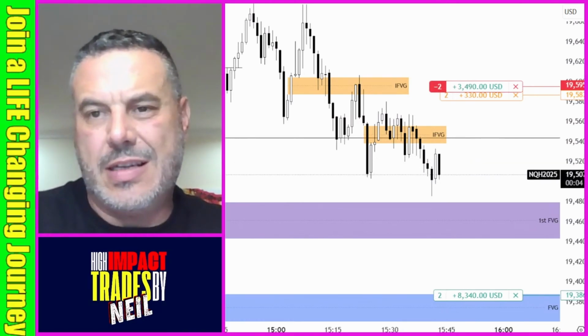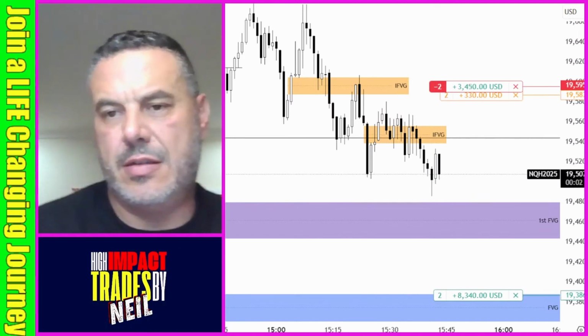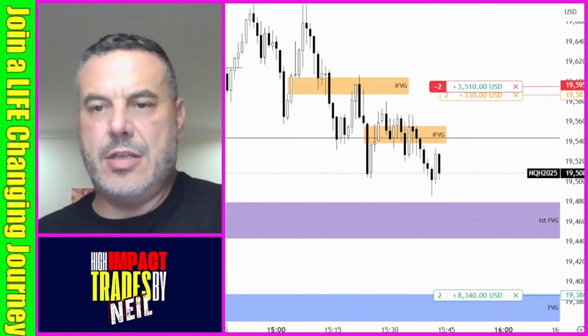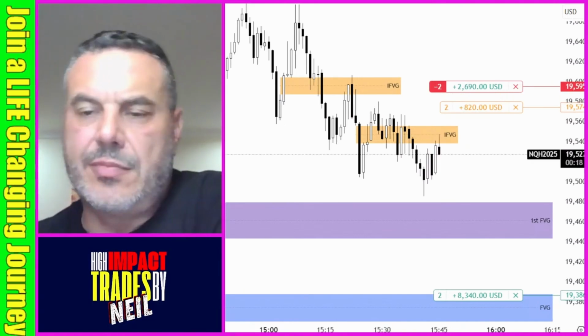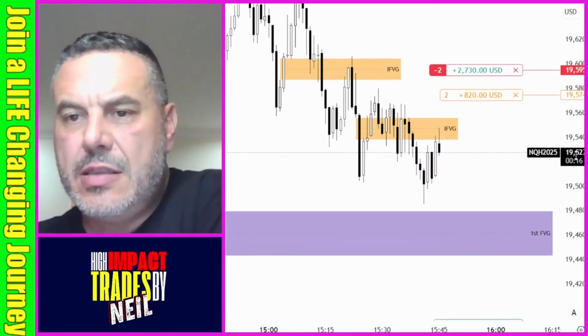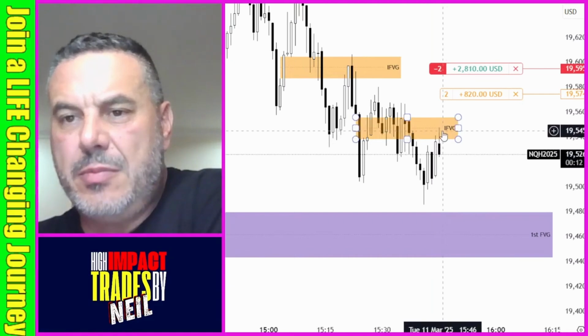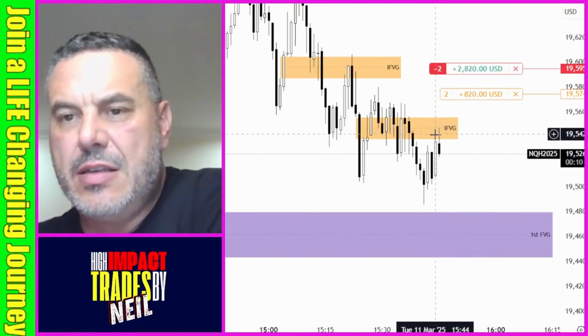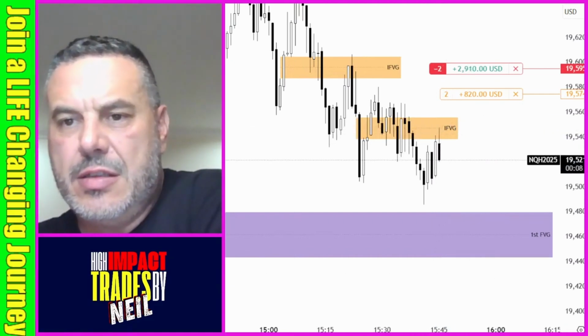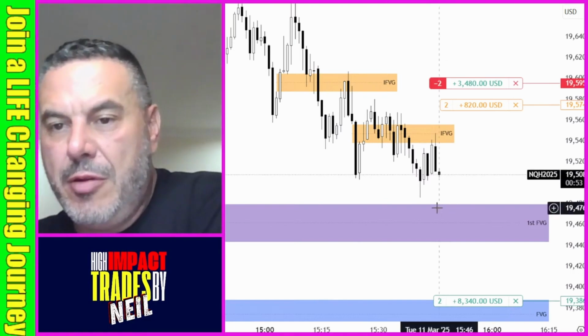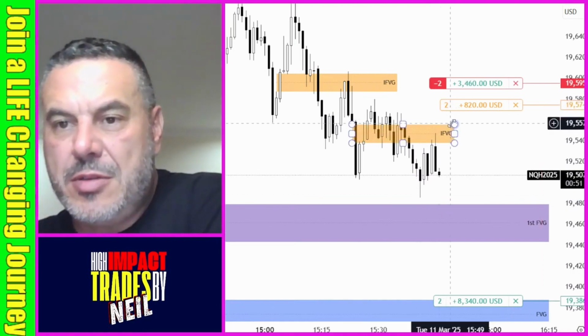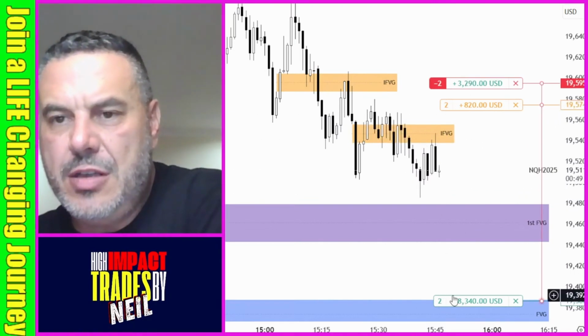Okay, if we can close like that, it'd be nice. That would suggest we're going lower. It's important to note this IFEG: see how the tail of this black candle pinned right into that 50% and rejected, which is good. If we break this low, I'm going to move my stop to the top end of this IFEG.